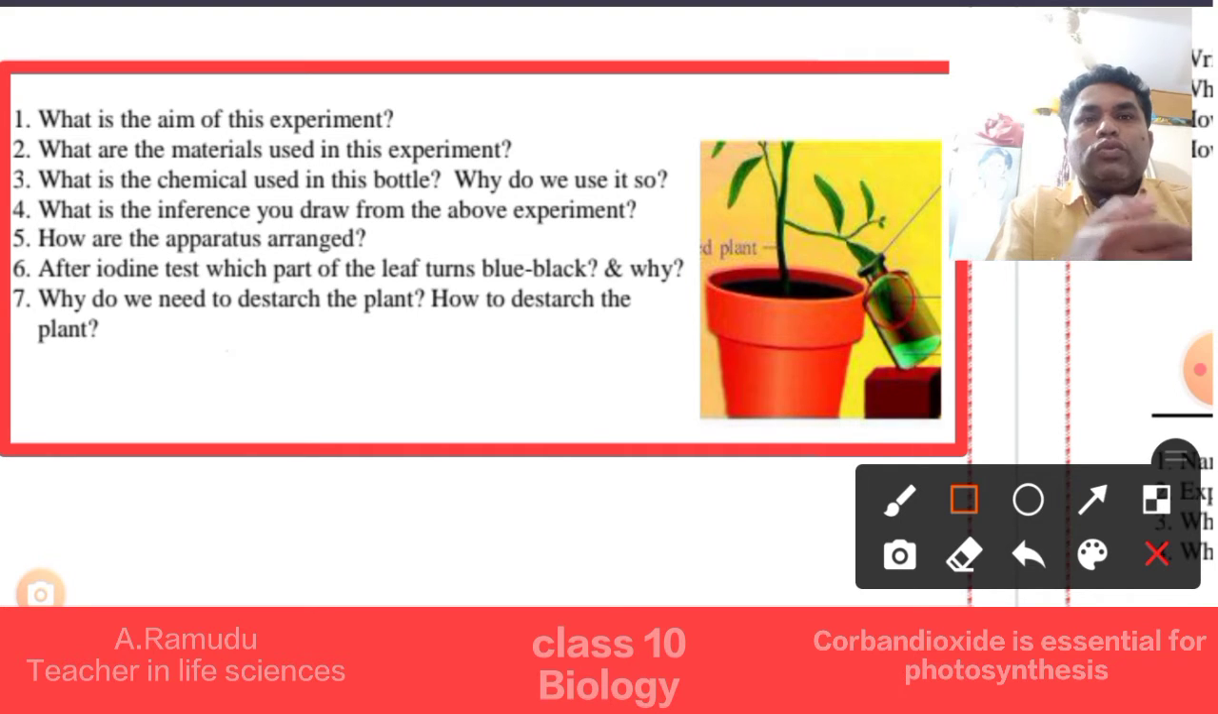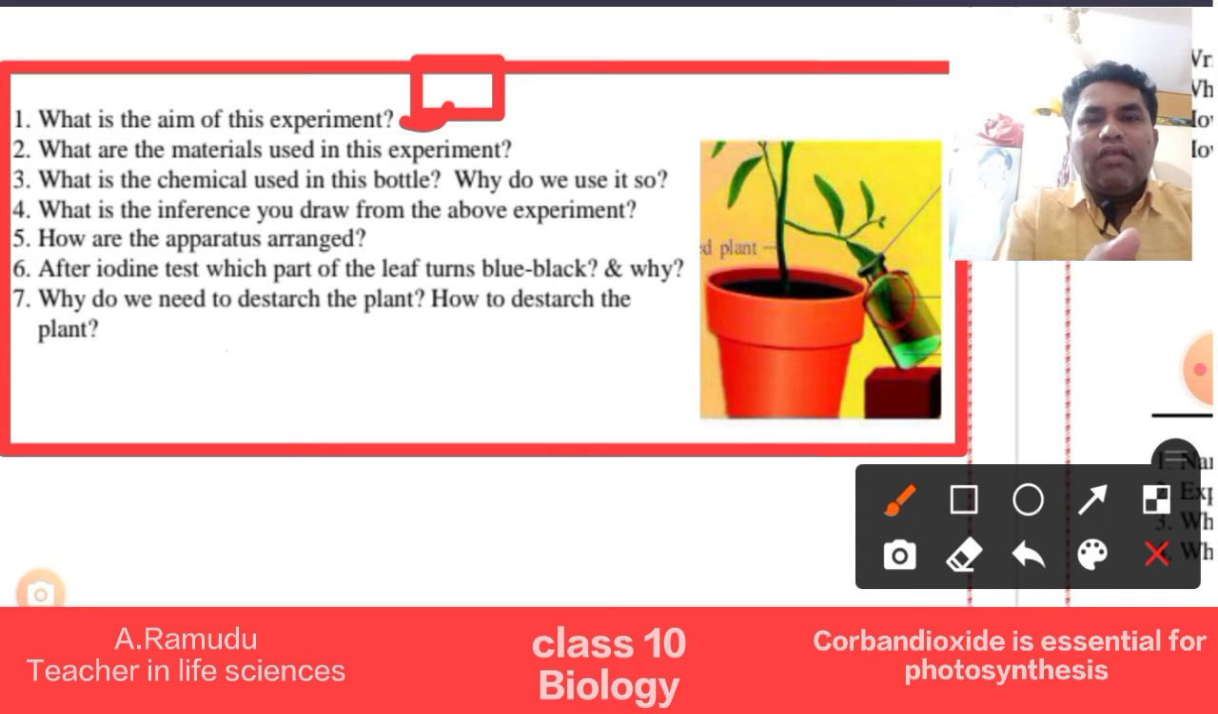The experiment name for activity 2 is: how can we prove that carbon dioxide is essential for photosynthesis? These are the questions, so let us give the answers. What is the aim of this experiment? After seeing this picture, the aim of this experiment is to prove that CO2 is essential for photosynthesis.